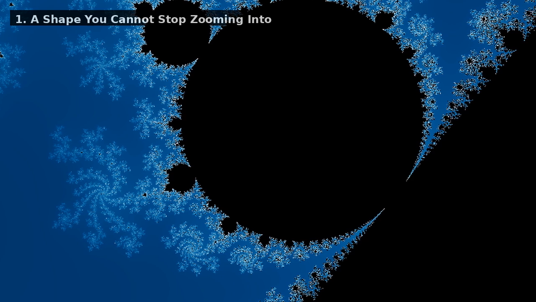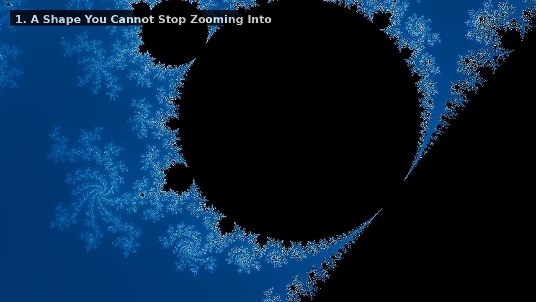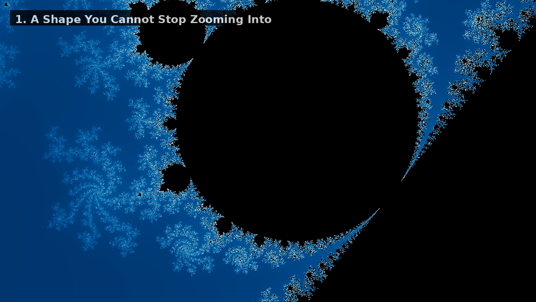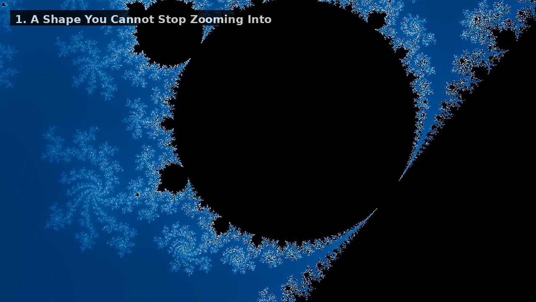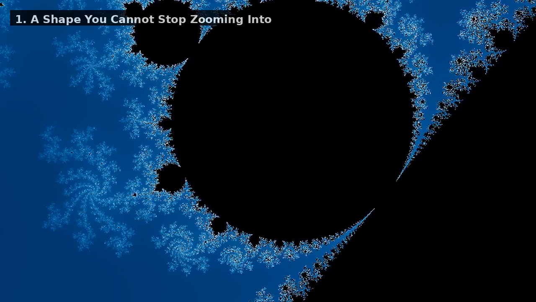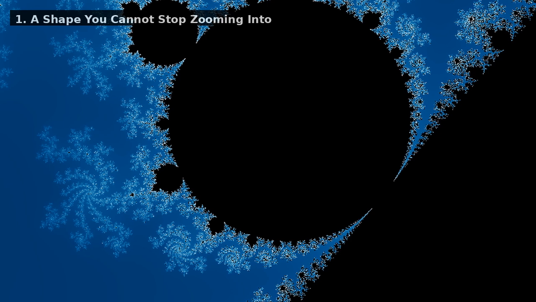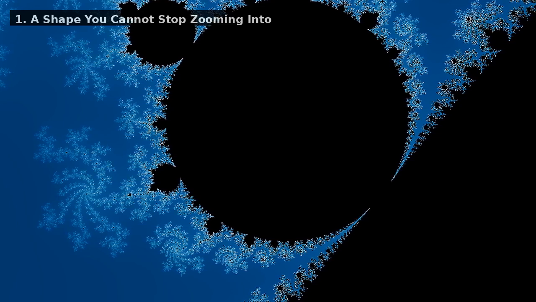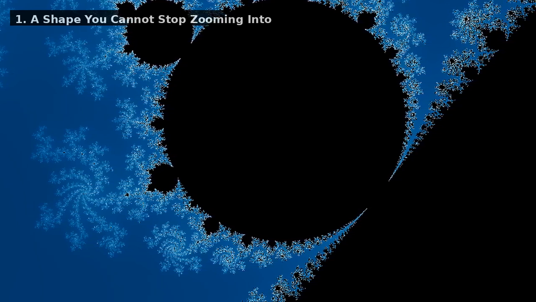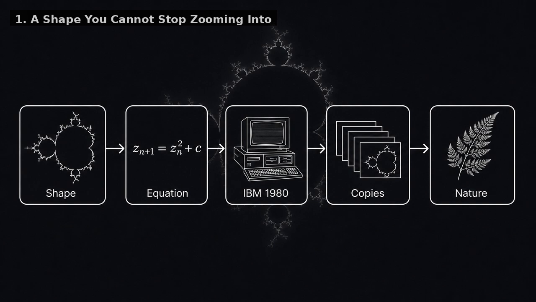This shape begins with one very small equation. But every edge seems to contain another universe. When you zoom in, the boundary keeps answering. What if a formula could remember its whole past? Endless detail waits. Here is the path we will follow today.